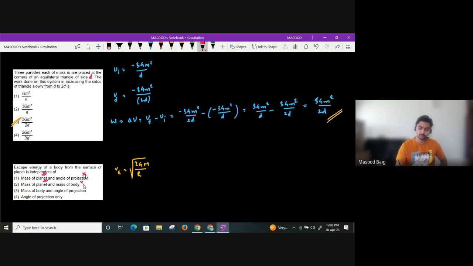Will it depend on mass of body? No. Is it depending on angle of projection? No. So the escape energy of a body from the surface of a planet will be independent of mass of the body and angle of projection. Is it going to depend on angle of projection only? It seems, guys, no. So the third one will be correct. It will be independent of the mass of the body as well as the angle of projection.